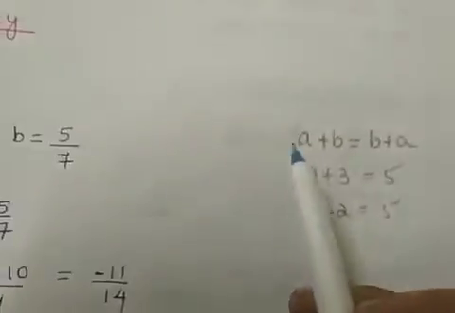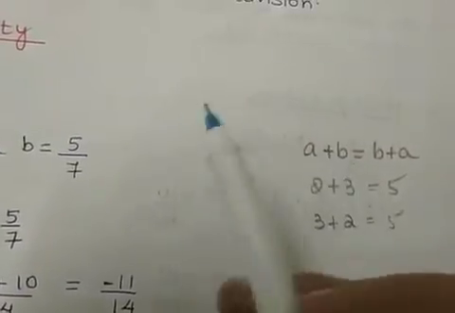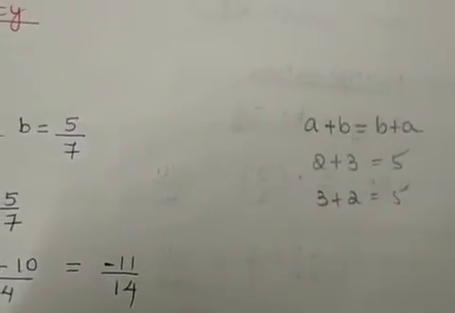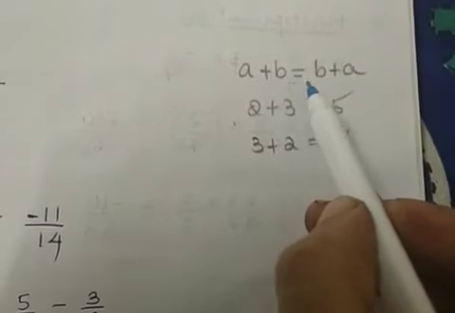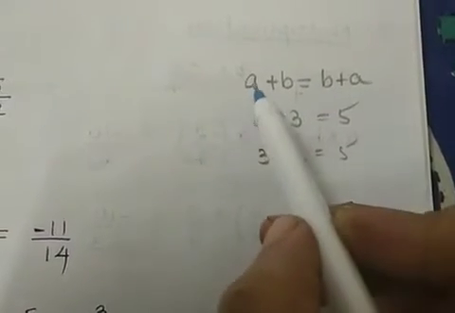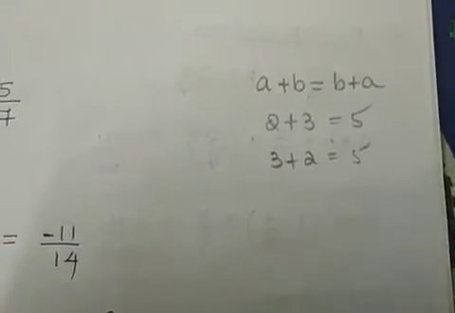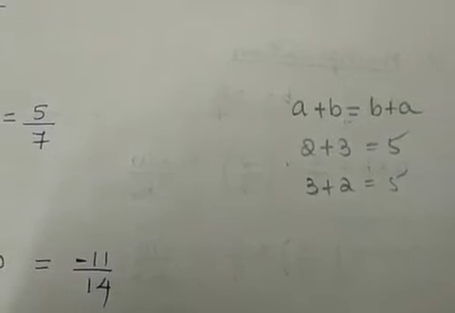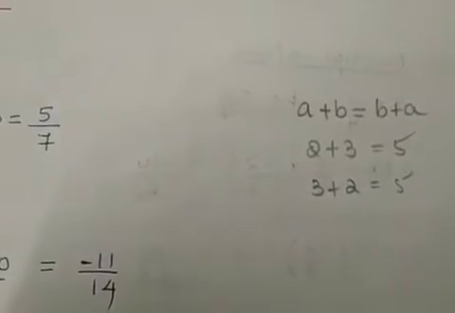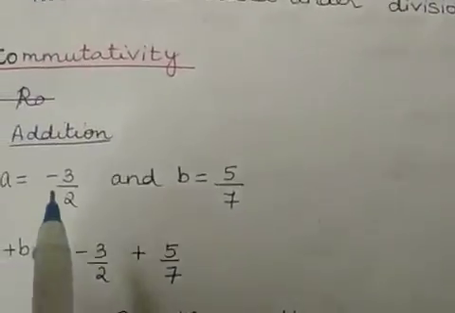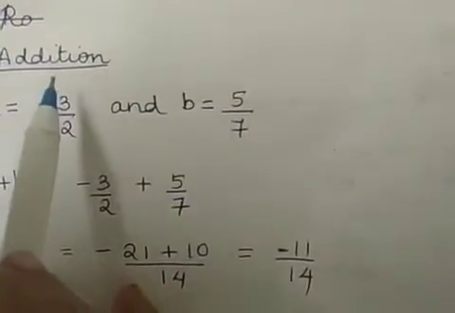You have seen that for two integers a and b, a plus b is equal to b plus a. So the order in which you take the integers doesn't make a difference. That is what the property says. Now let us see if this property holds true for rational numbers.